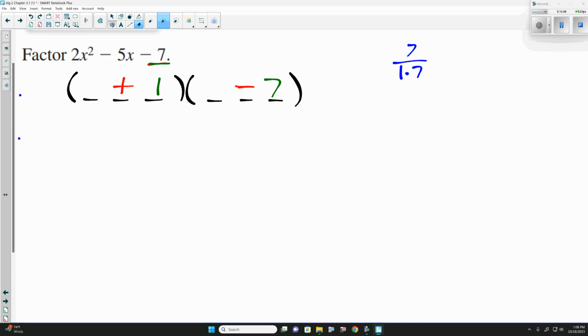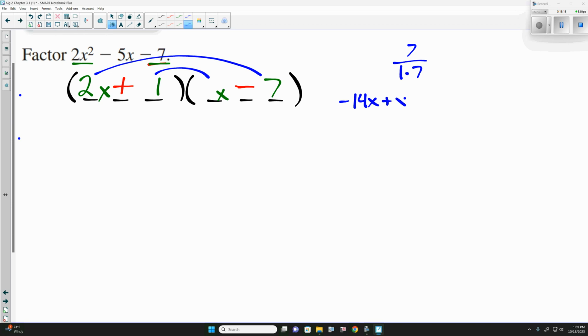Now, the factors of the first term. 2x squared. We would have x and x. 1 and 2. So where are we going to put the 2? And then we can check this here. 2x times negative 7 is negative 14x. 1 times x is plus x, which gives us negative 13x. Is that the middle term we wanted? No. I'm going to flip the 1 and 7.